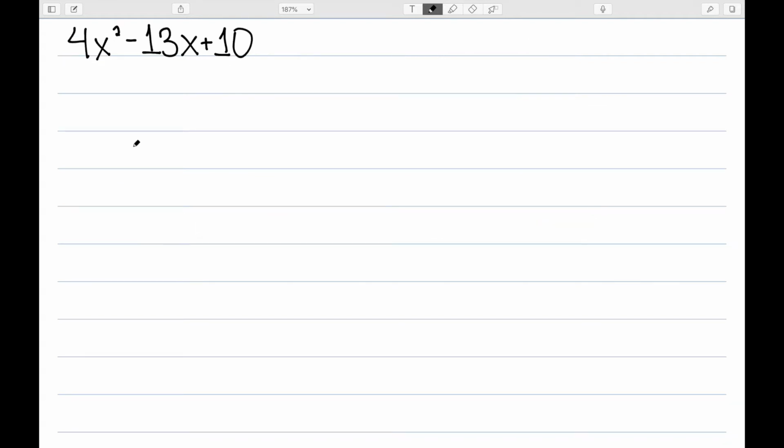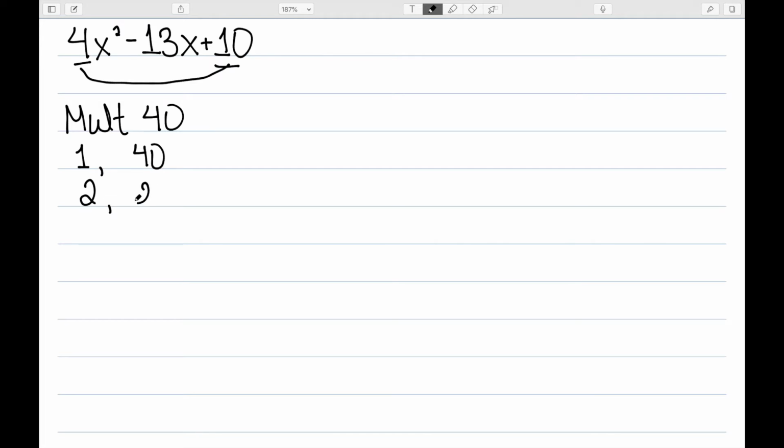The next one I want to look at, 4x squared minus 13x plus 10. I need to multiply my first and my last terms to get 40. So I need to know what multiplies to be 40. Well, 1 and 40, 2 and 20, 4 and 10, and 5 and 8. And then I need them to add to be minus 13.